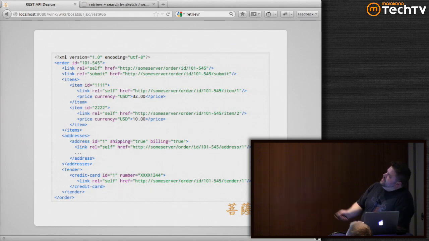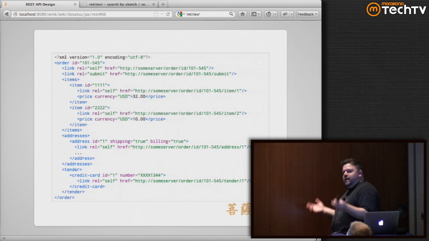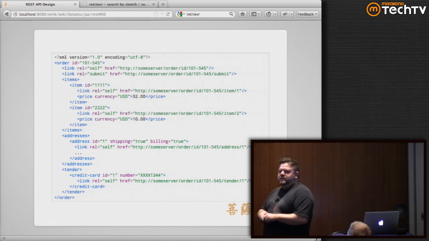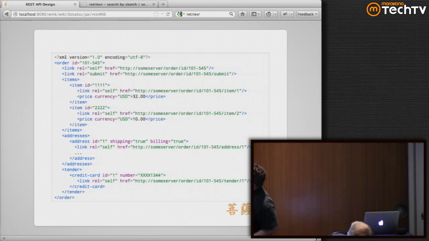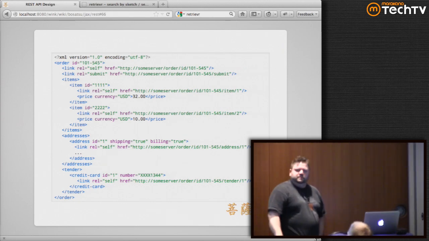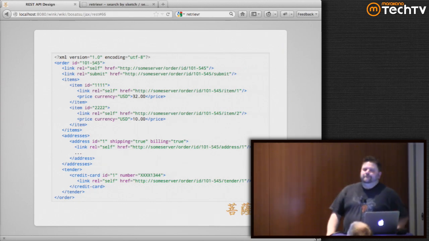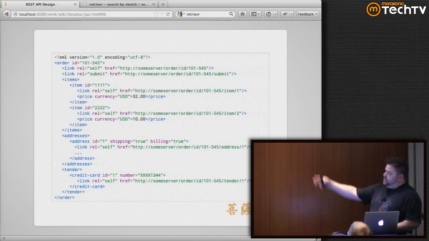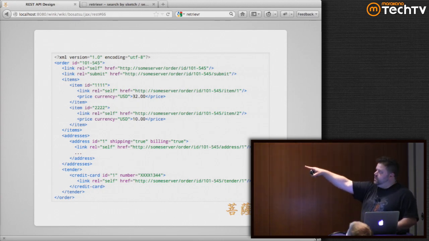Why stop there? I can also add identity for the items within these collections. So item number 2, address number 1, tender number 1. Why would I do this? Want to change credit card? I can issue a delete request to that thing.